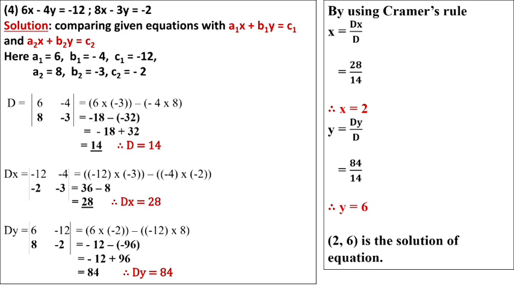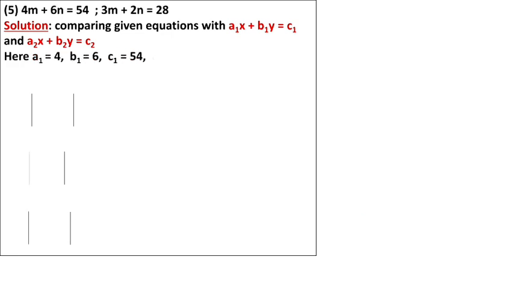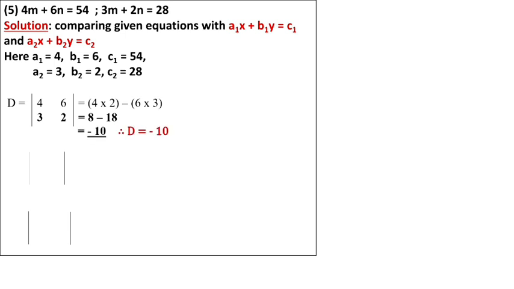Now student, we will move to question number 5. Given 4m plus 6n equal to 54, 3m plus 2n equal to 28. By comparing the given equations, here we get a1 is 4, b1 is 6 and c1 is 54. From the second equation we get a2 is 3, b2 is 2 and c2 is 28. Finding the D, we will take a1, a2, b1, b2. 4 into 2 minus 6 into 3. 4 twos are 8 minus 6 threes are 18. So here we get minus 10. The D value is minus 10.